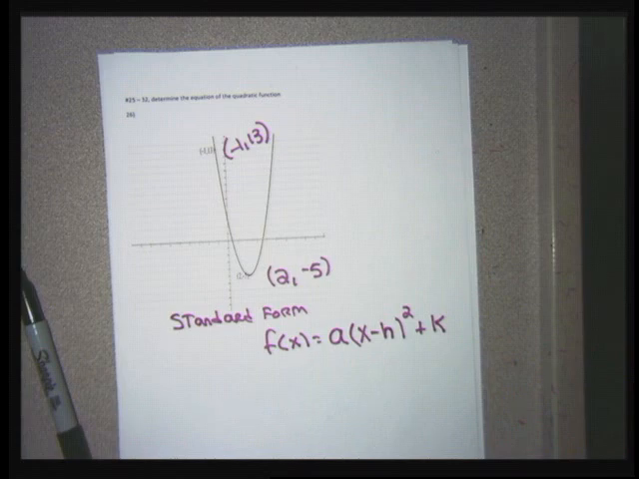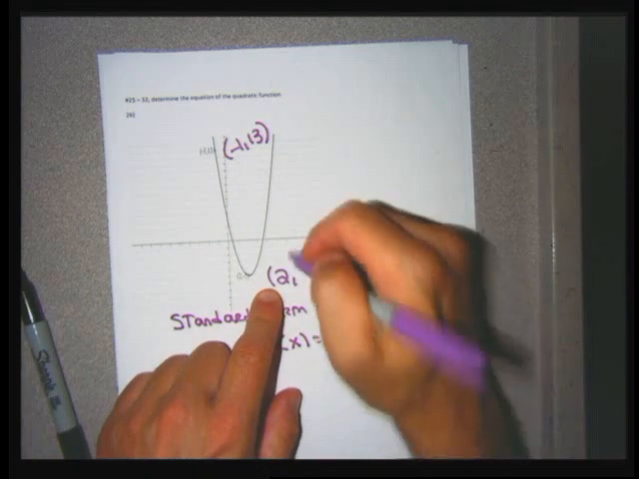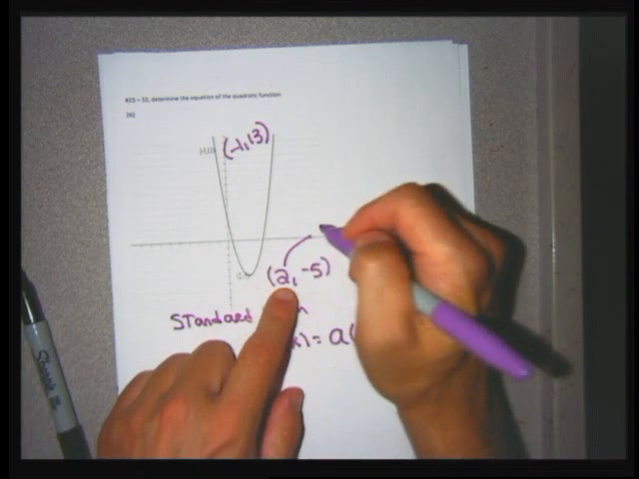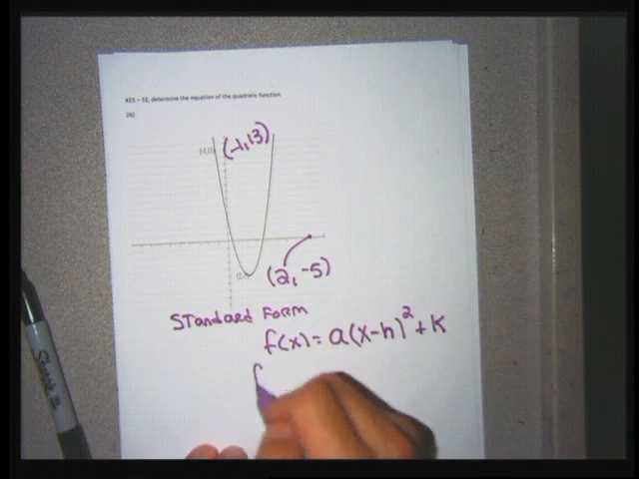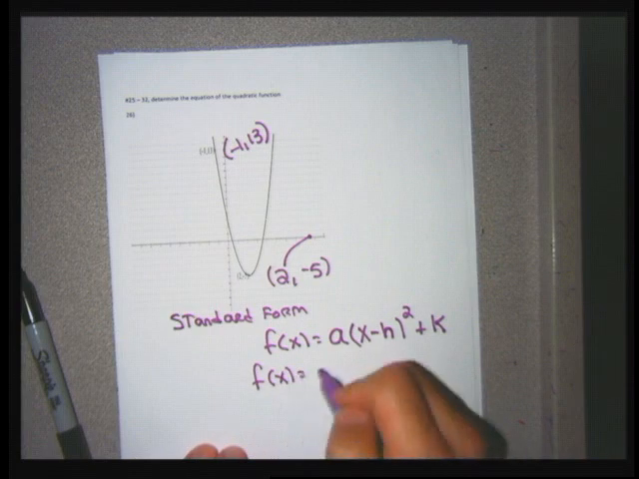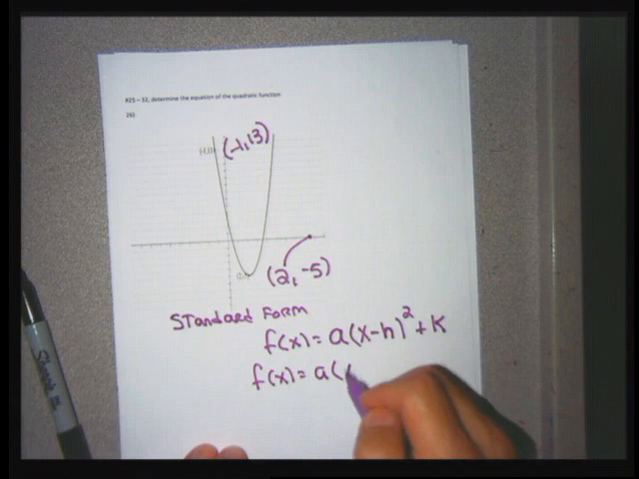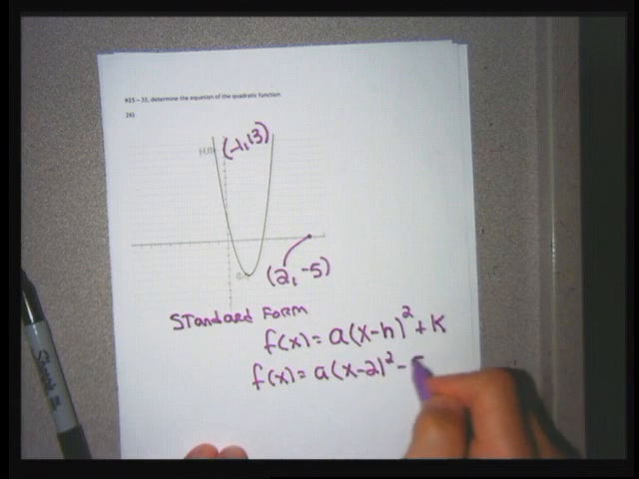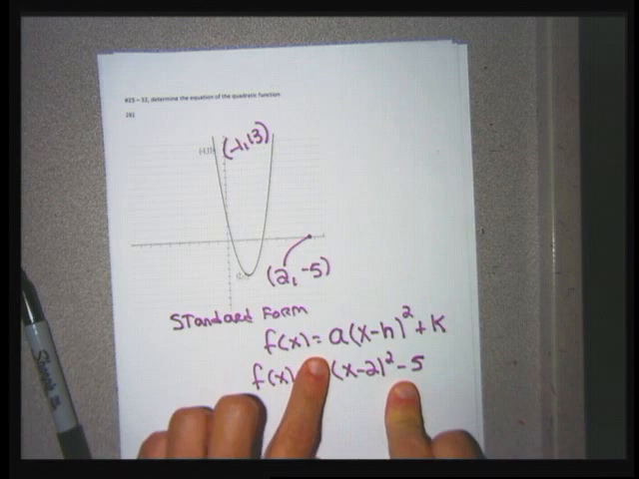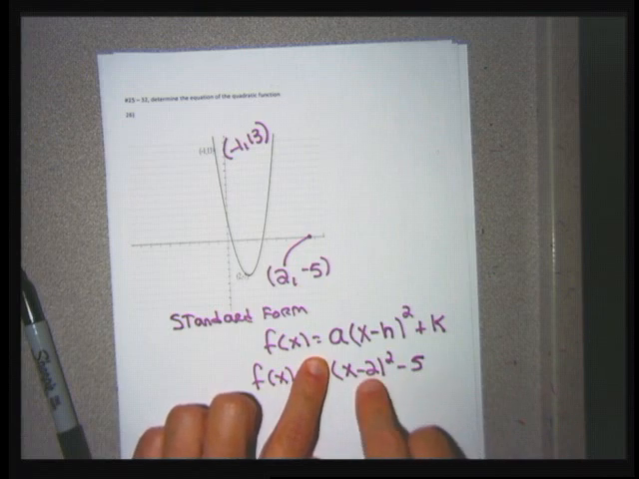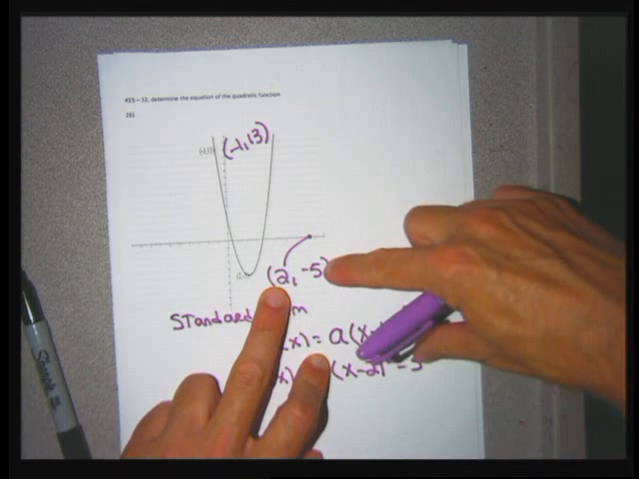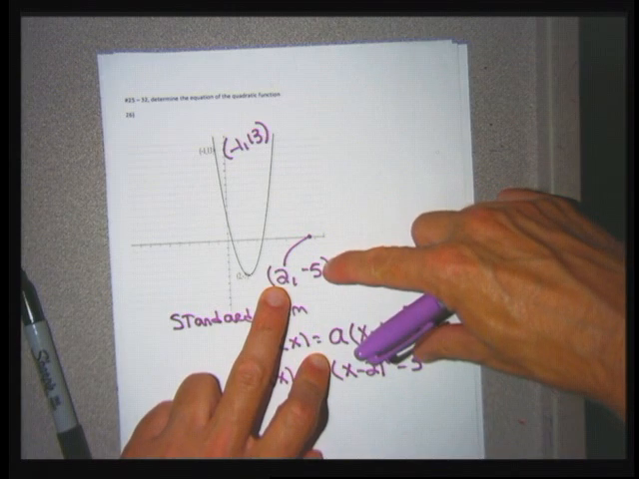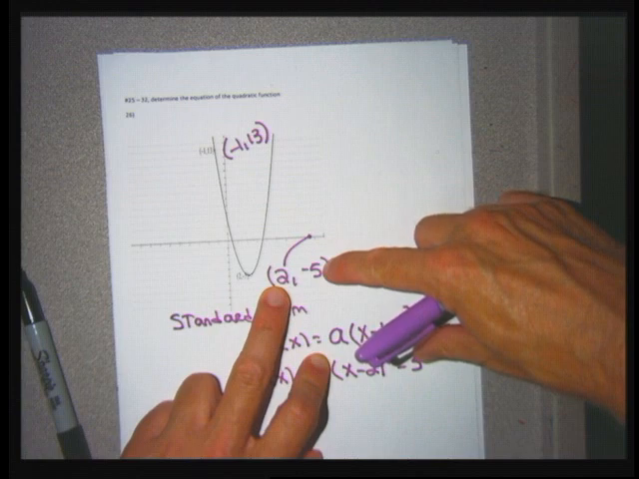So what I'm going to do is take the vertex and plug the x-coordinate of the vertex inside the parentheses, change its sign, leave the y-coordinate after the square, keep its sign. So this parabola, I'm going to go f of x equals a times (x minus 2) squared minus 5. This parabola by itself, if I just look at this, the vertex, I change the sign in the parentheses to get the x-coordinate of the vertex. I keep the sign after the parentheses to get the y-coordinate of the vertex. So this parabola is going to have a vertex at (2, negative 5).